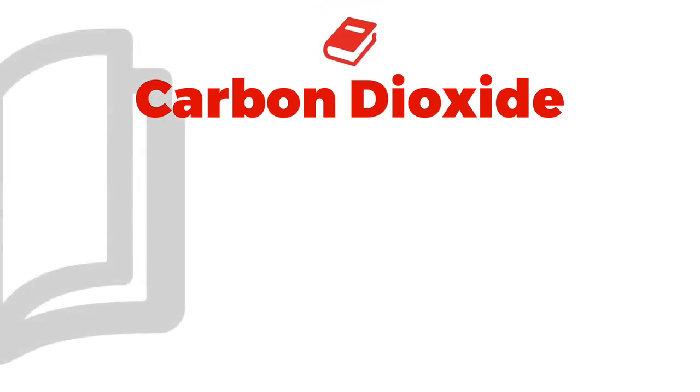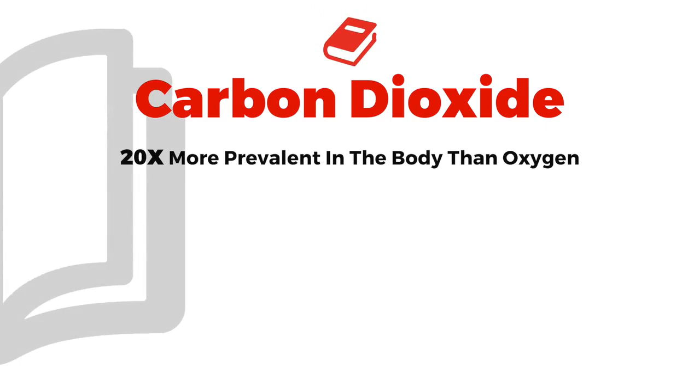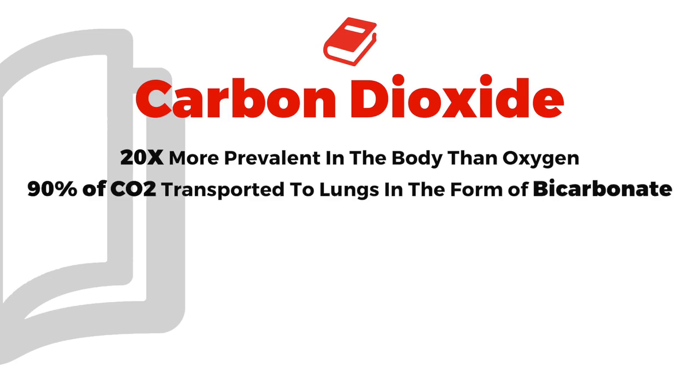Now carbon dioxide. So carbon dioxide, I want you to know, is 20 times more prevalent in the body than oxygen. So we also need to highlight that. It's an important point. Look at that number 1. It says 90% of carbon dioxide is transported to the lungs in the form of bicarbonate. And this is where we start talking about carbonic anhydrase, because carbonic anhydrase is used within red blood cells to catalyze the first step of a really important reaction. And I'm going to show you the reaction here on the board.